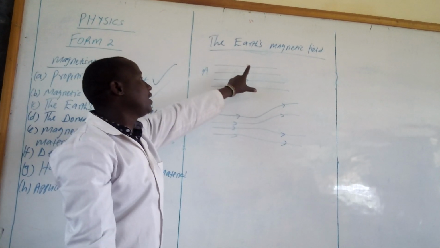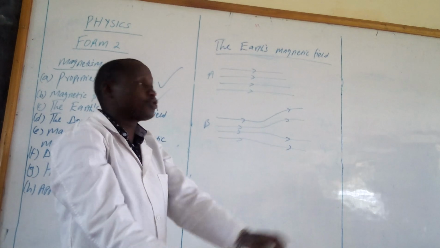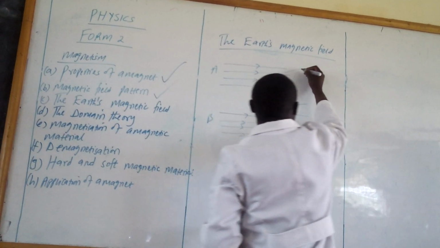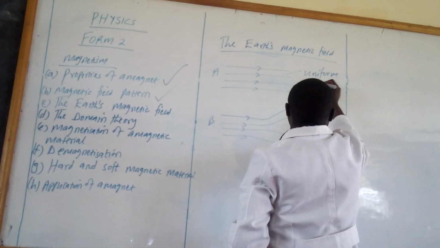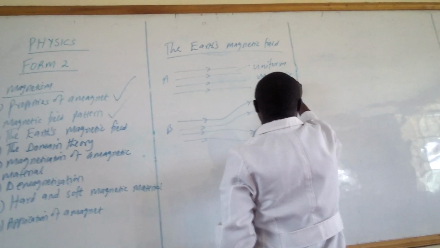In the first one, these magnetic fields are parallel. So which means they are uniform. So this one we say uniform magnetic field.